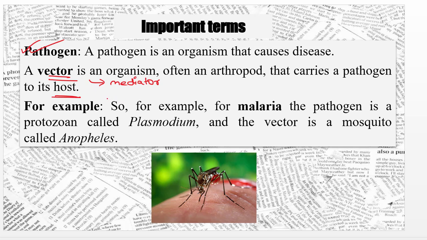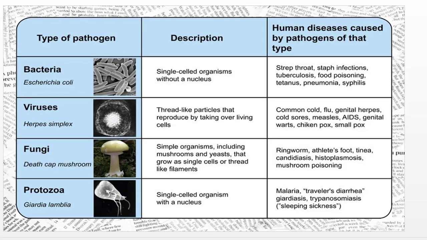In a very simple example, I will explain to you how these two are related. For example, whenever a person suffers from malaria, the pathogen, that is the disease-causing organism, is known as the plasmodium. It is carried into the body of the host, that is the human, through a mosquito that is known as the Anopheles mosquito. Now, there are a number of types of pathogens, but we will be understanding about only 4 of them. The 4 important types of pathogens are bacteria, viruses, fungi, and protozoa.